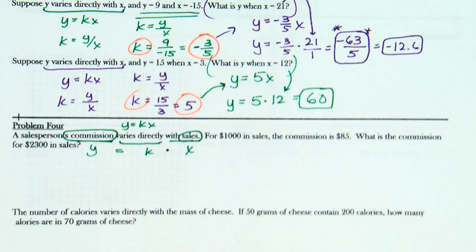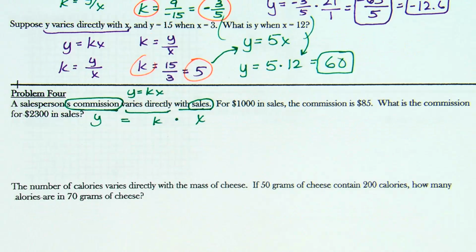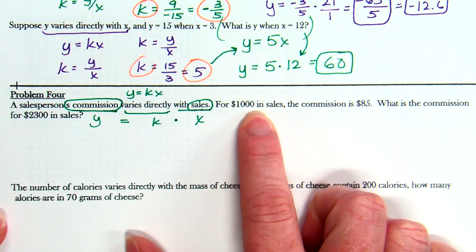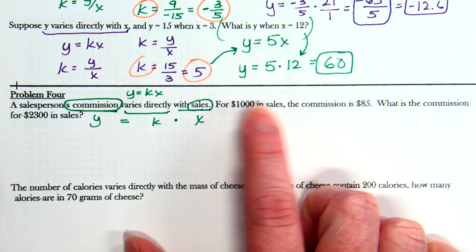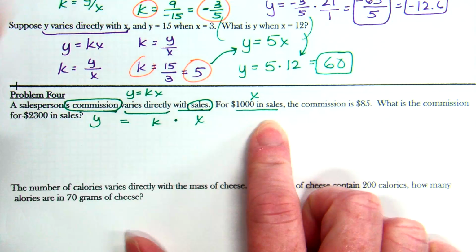So as we continue reading, I like to label stuff. It helps me be able to explain it. For $1,000 in sales, is that an X or a Y value? Sales is X, so $1,000 is going to be an X value. The commission is $85. So that's your Y value.